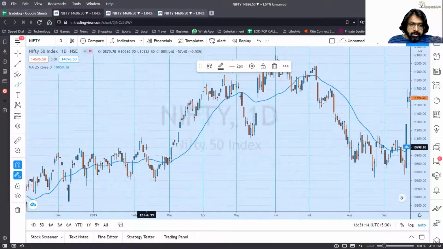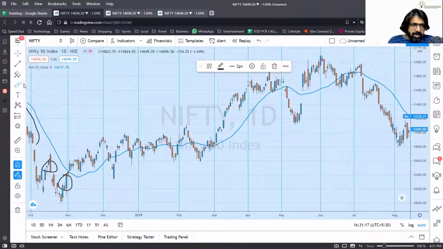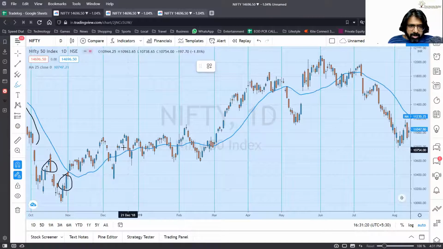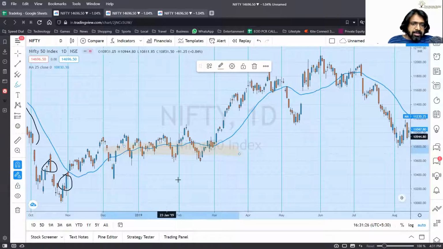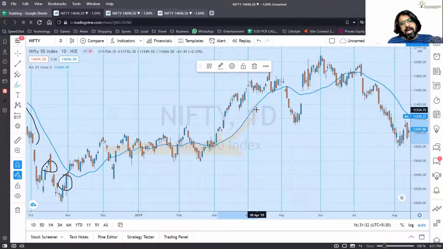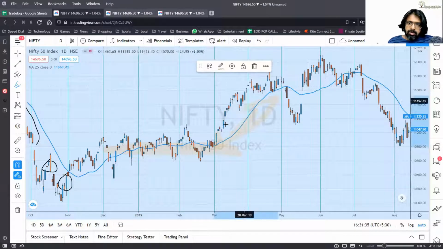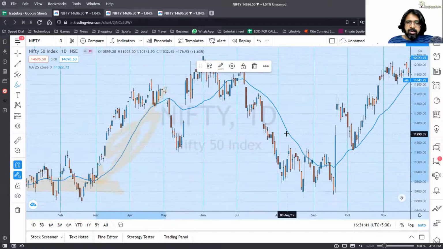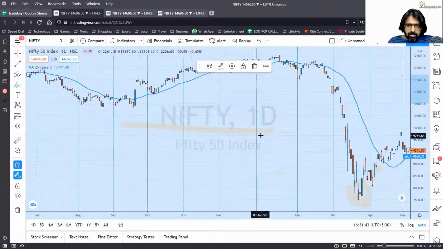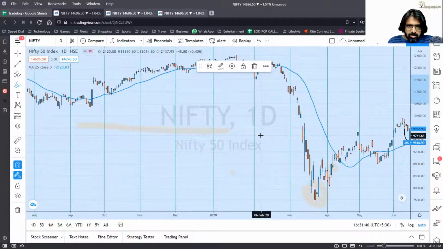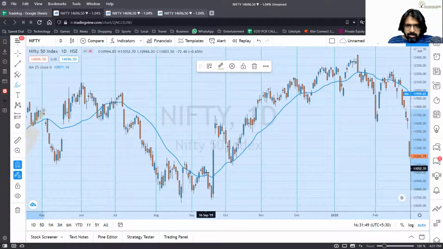But the only glitch out here is that if the direction of the moving average is sideways, as you can see here, then these crossovers are of no use. Only if the moving average has a particular direction, and the price cuts it, do you enter the trade. So here you can see that the moving average was trending down. There is no sideways, and the price cut below it.